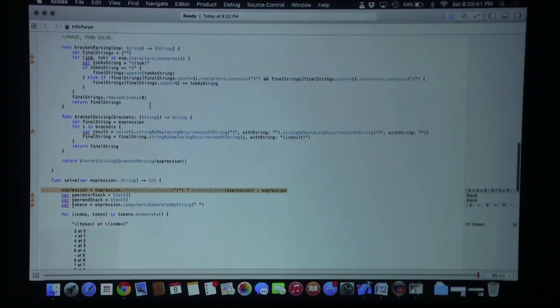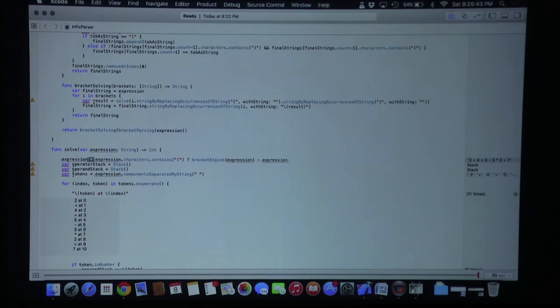What's going to happen is we're going to say the expression is equal to: if expression.characters contains a bracket, then use the bracket engine on this expression, or else just set it equal to the expression, which is itself. That's how it will replace a very complicated bracket-filled expression with a normal expression that it's nice at solving. After that we are creating our operator stack and our operand stack.